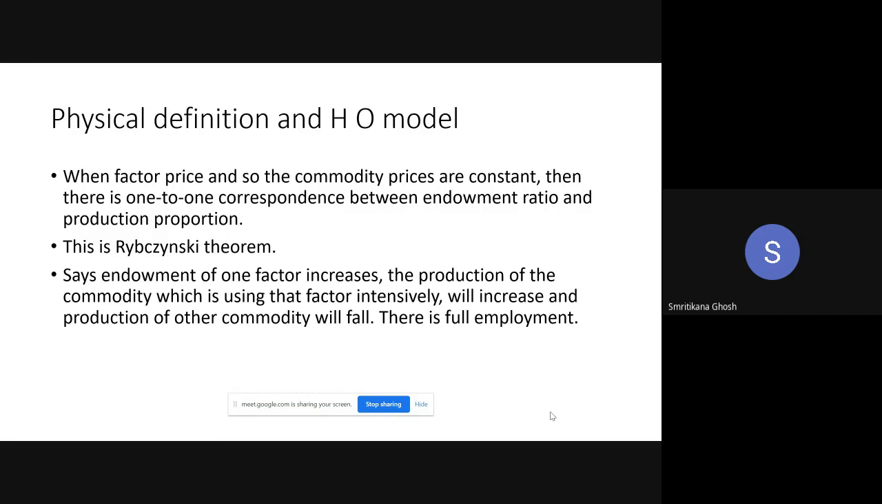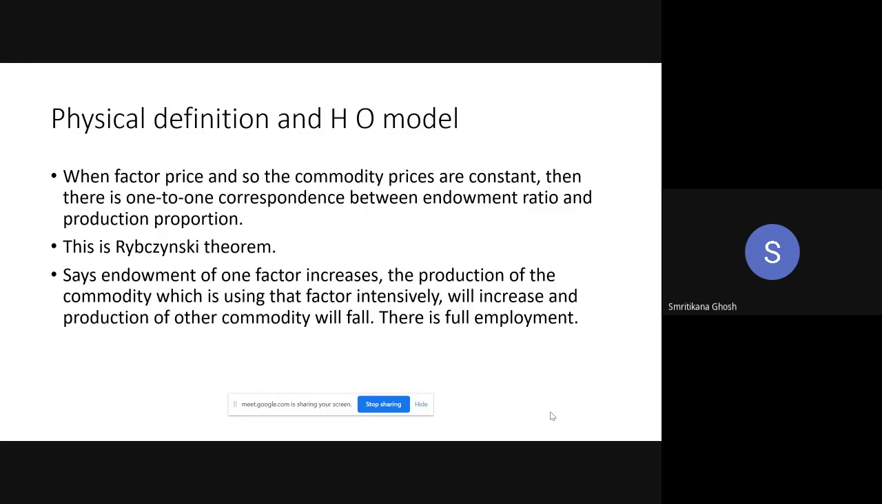If the country is labor abundant, then wage is lower there, right? W by R is less in that country as compared to the other country. So it was the HO model in terms of the price definition of factor abundance. Here we are going to discuss the HO model in terms of the physical definition of factor abundance.